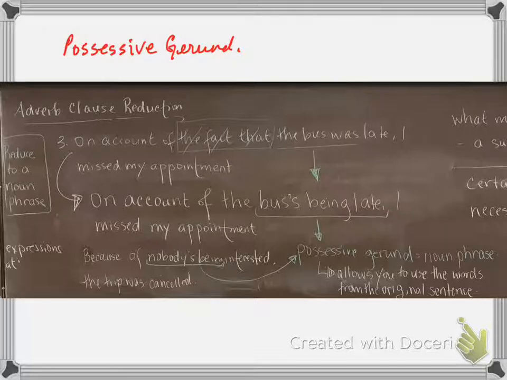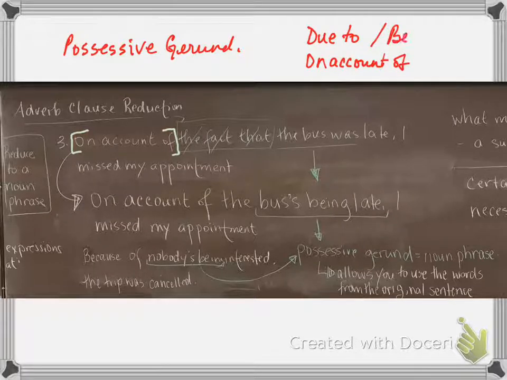Okay, so we're going to keep the beginning expression, on account of, and notice we did that with the other ones as well. Due to the fact that became due to. On account of the fact that becomes on account of. Oops. Because became because of. Okay. So there's a pattern there with how the words, or the phrases, are being formed in reduction.